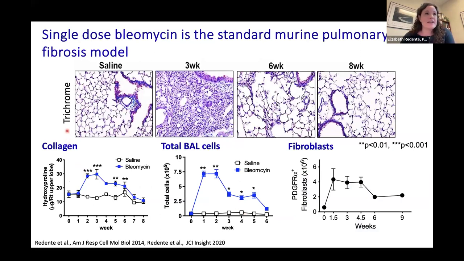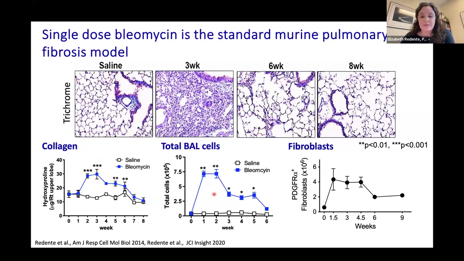We can see, looking at these trichrome images along the top, that the animals develop a really robust fibrotic response by about 3 weeks. The collagen here is kind of this blue-purple that we can see in this dense area that is filled with fibroblasts and immune cells. We can quantify the amount of collagen present in the lungs using a hydroxyproline assay. Again, here you can see the significant increase in collagen that's occurred at the peak of this fibrotic response.